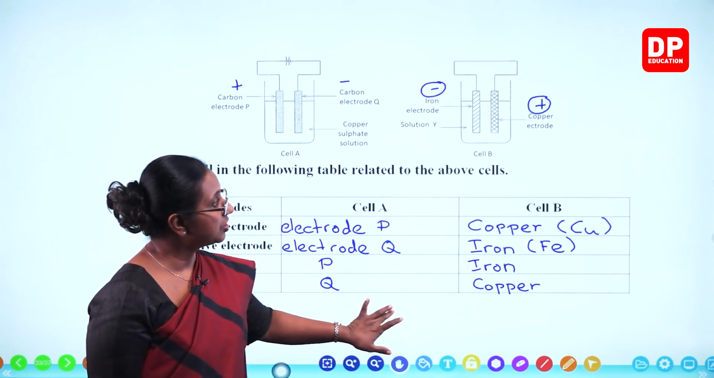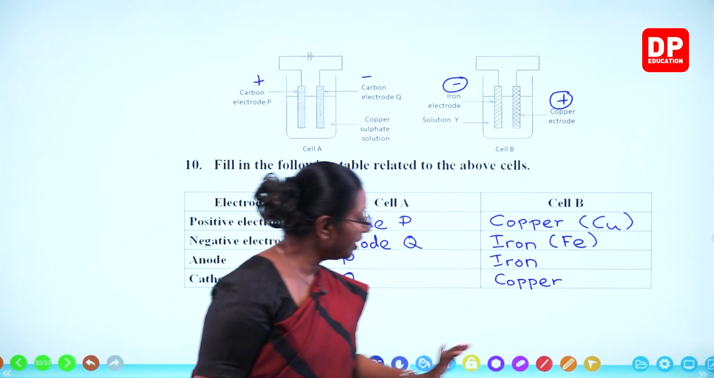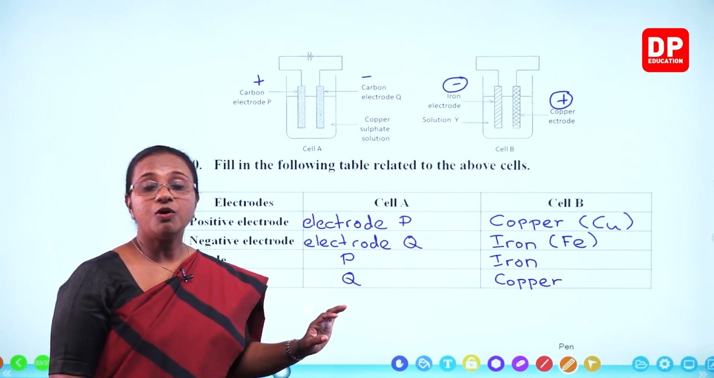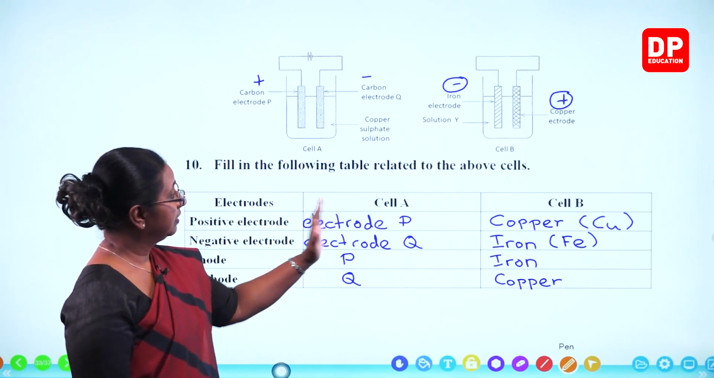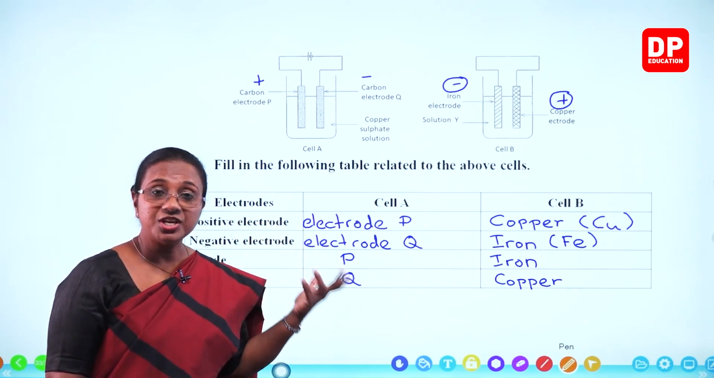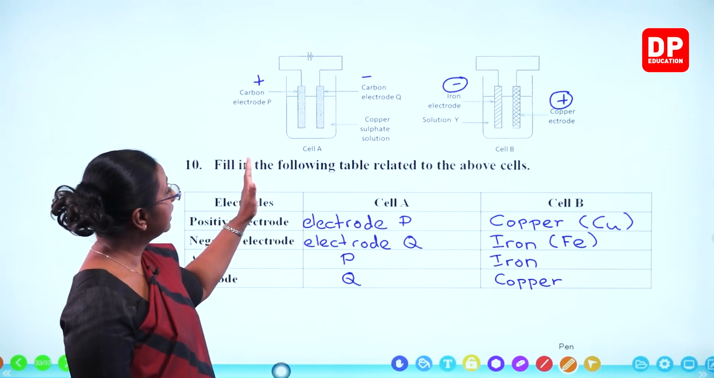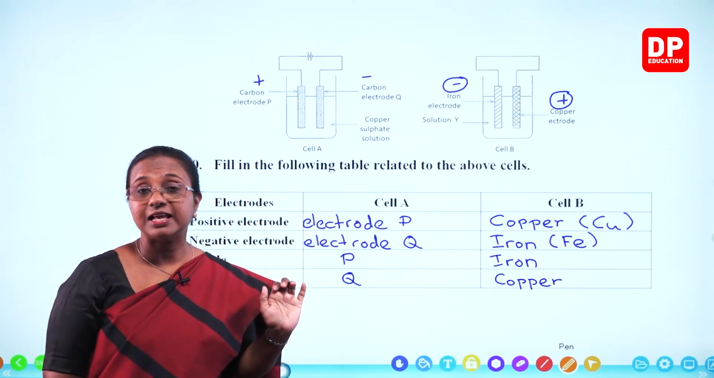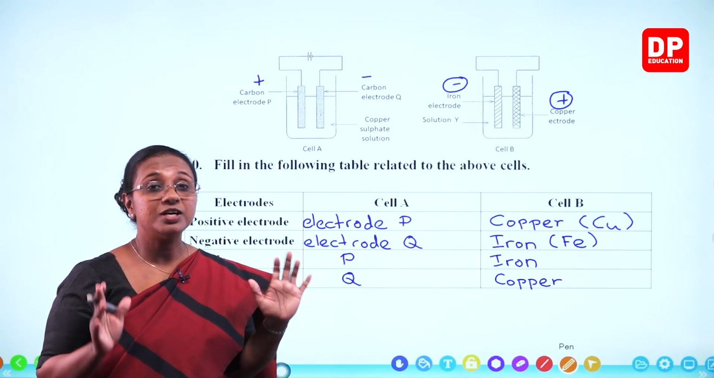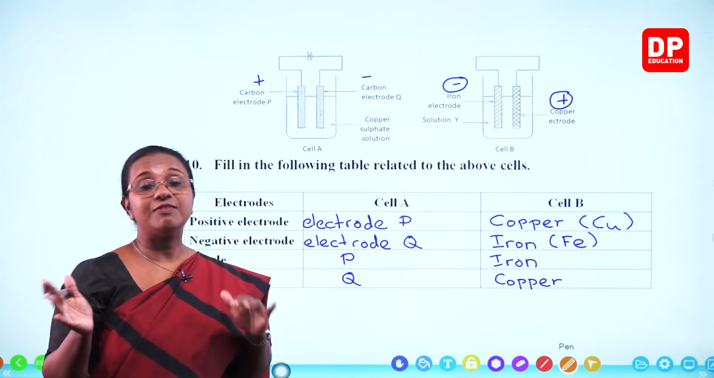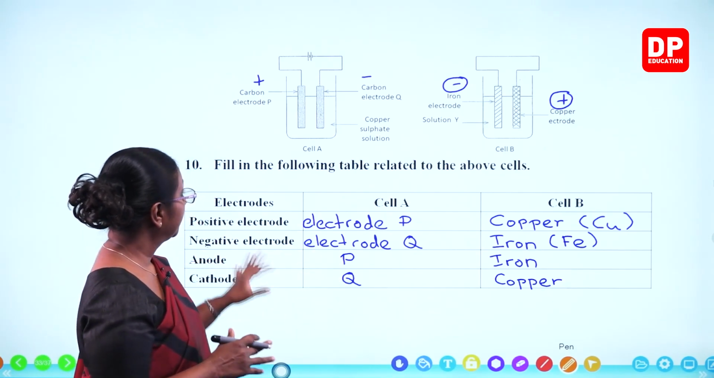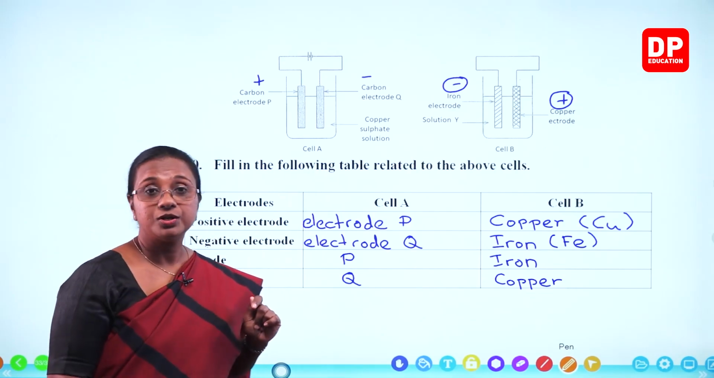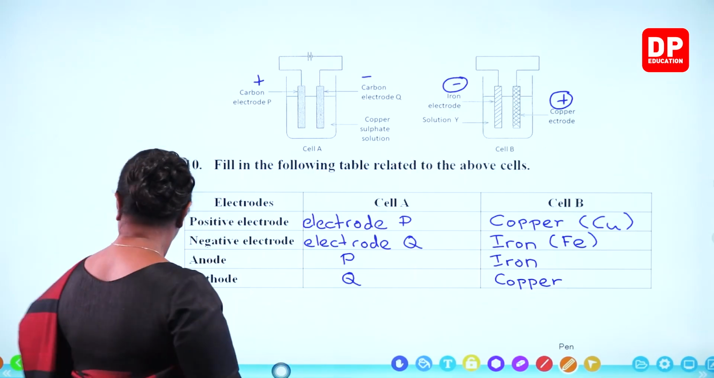So this is a question, students, where we have recalled all the conventions, all the changes taking place in both the electrolytic cell and the electrochemical cell. I am sure you were able to recall all that we studied before. So with that, I will move on to the next question.